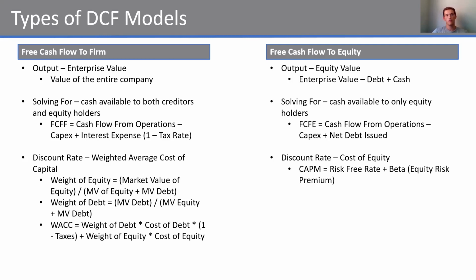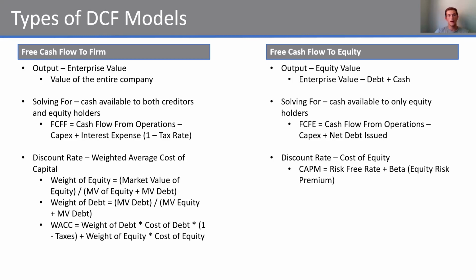So what does the free cash flow to the firm get you as an output? It gets you the enterprise value of the company, which you can think of as the value of the entire company as a whole. That would be the worth for the creditors as well as the equity investors. So what is it solving for? It's solving for cash available to both the creditors and the equity holders, because it is the enterprise value of the company.